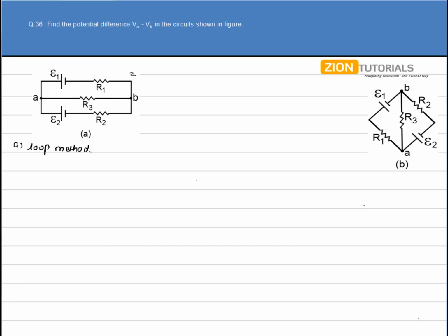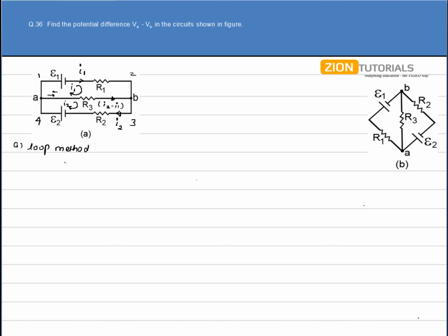In this method, I'll take each loop and assume the current to be I1 and I2 respectively in each loop. So let's say in loop 1 I'll take current I1, and in loop 2 I'll take current I2, in whatever direction you want. Name the points 1, 2, 3 and 4. So we have the current I1 from 1 to 2 in this direction. We have current I2 from 3 to 4 and current I2 minus I1 from A to B. Because I2 is in this direction, I1 is in the opposite direction, so the net current in AB is I2 minus I1.